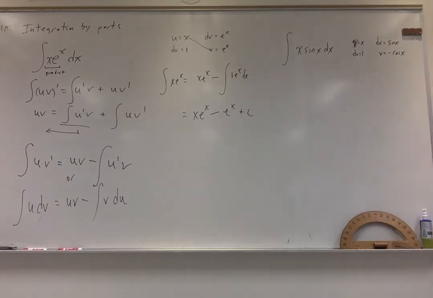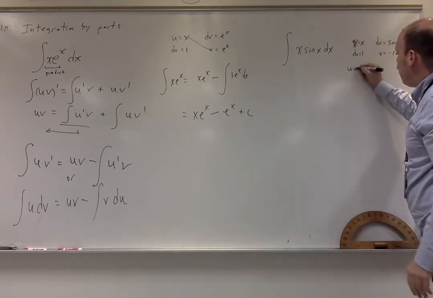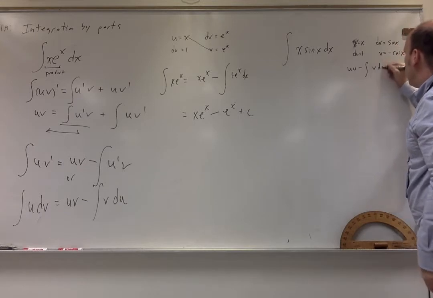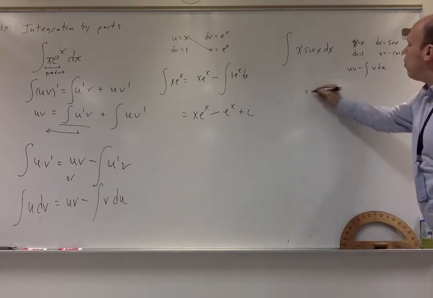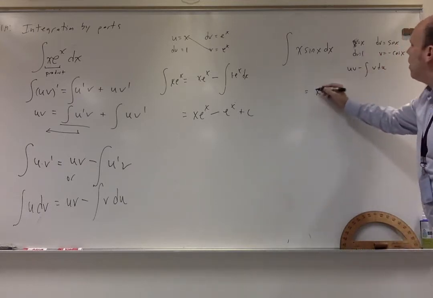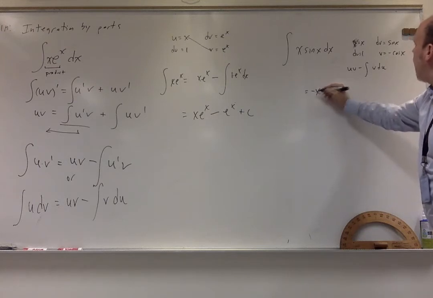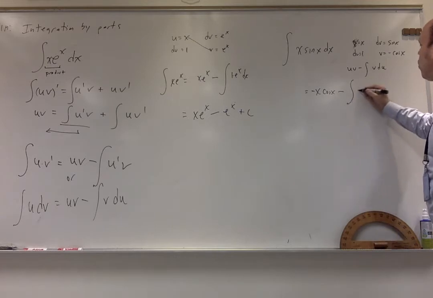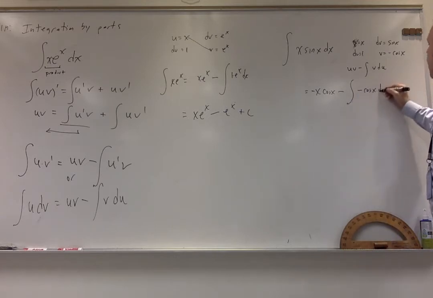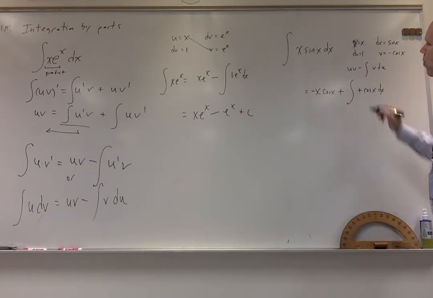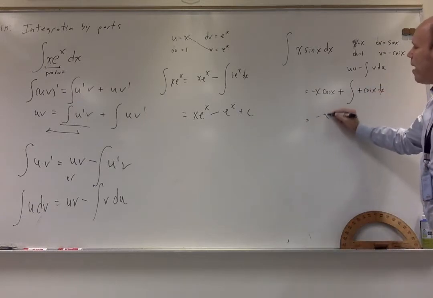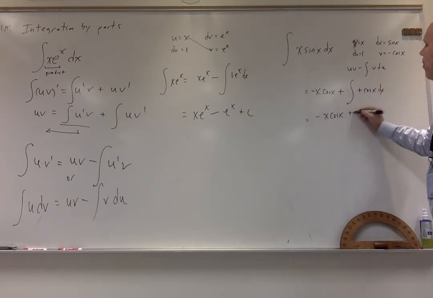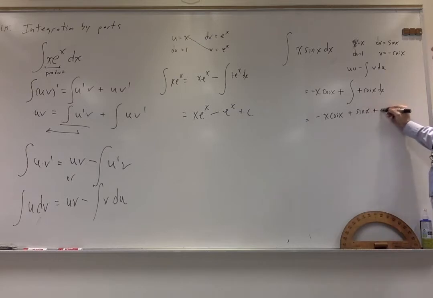You can see the board. And then we say uv minus the integral of v du. So this is equal to negative x cosine x minus the integral of negative cosine x dx. Well, this is plus. Final answer: negative x cosine x plus sine of x plus c.